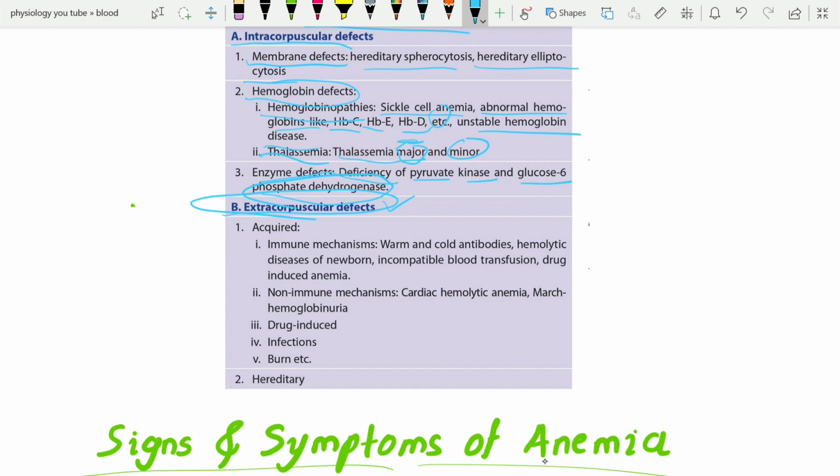Extracorpuscular defects: acquired immune mechanisms, warm and cold antibodies, hemolytic disease of the newborn, incompatible blood transfusion, drug-induced anemia. Non-immune mechanisms: cardiac hemolytic anemia, march hemoglobinuria, drug-induced, infections, burns, etc., and also hereditary causes.